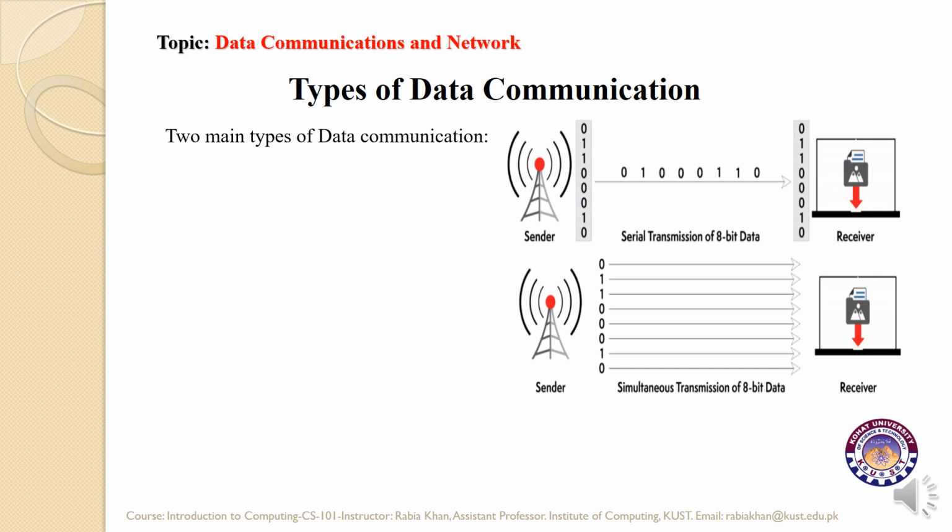Data is transferred in the form of bits between two or more digital devices. Two very common methods are used to transmit data between digital devices. That includes serial communication and parallel transmission.